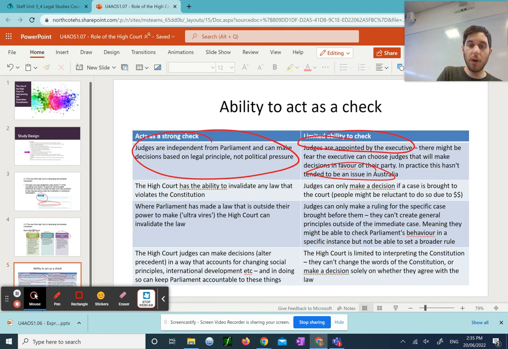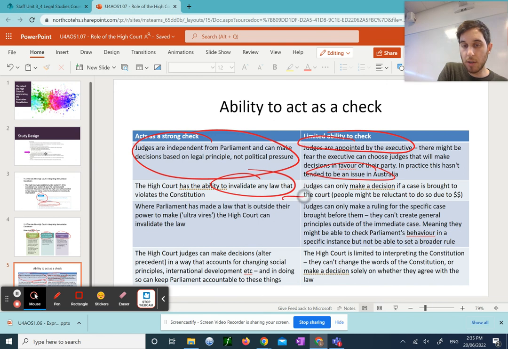Another strength is that the High Court has the ability to invalidate any law that violates the Constitution. So if Parliament makes a law that violates one of your rights under the Constitution or something like that, the High Court can just strike it down, right, invalidate it.